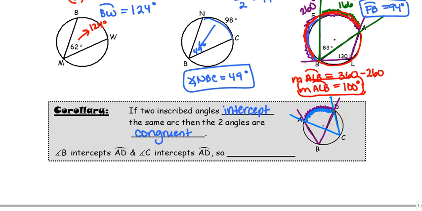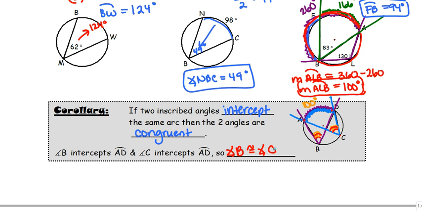I could use my first theorem, the inscribed angle theorem, to say, well, if this was 100, then this is going to be 50 and this is going to be 50. Again, I just made up those numbers. That's not necessarily true. So what this corollary says is if they have the same intercepted arc, then those angles, the inscribed angles, are going to be congruent. So again, as we just said, B is going to intercept that arc AD, and angle C is going to intercept arc AD. Therefore, angle B is going to be congruent to angle C.